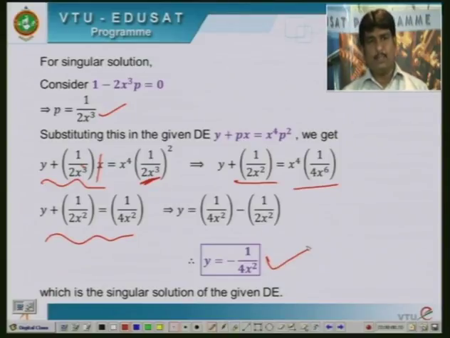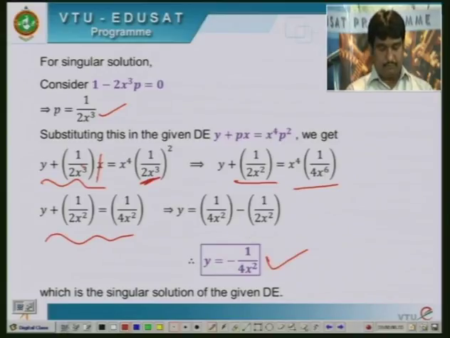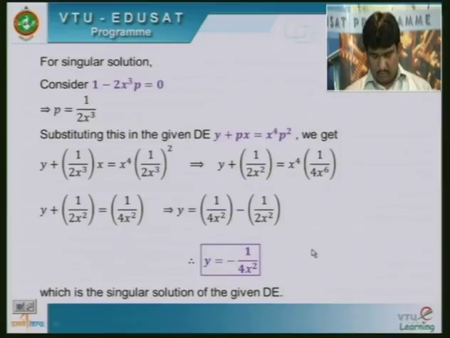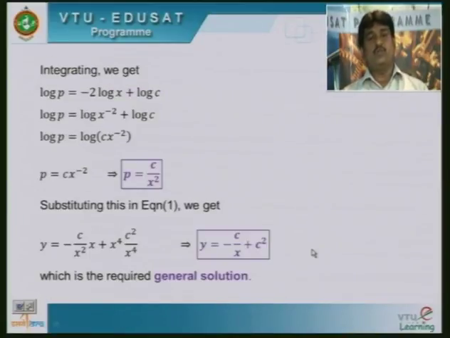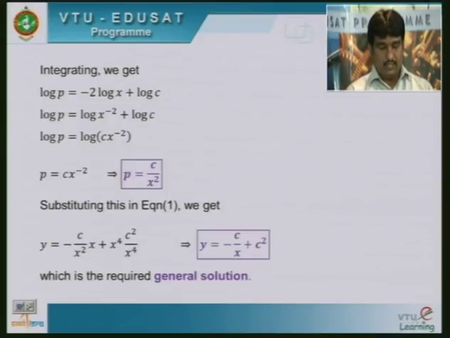Now method 2 of getting this singular solution from the general solution. You can see the general solution of this differential equation is y equals minus c by x plus c square.